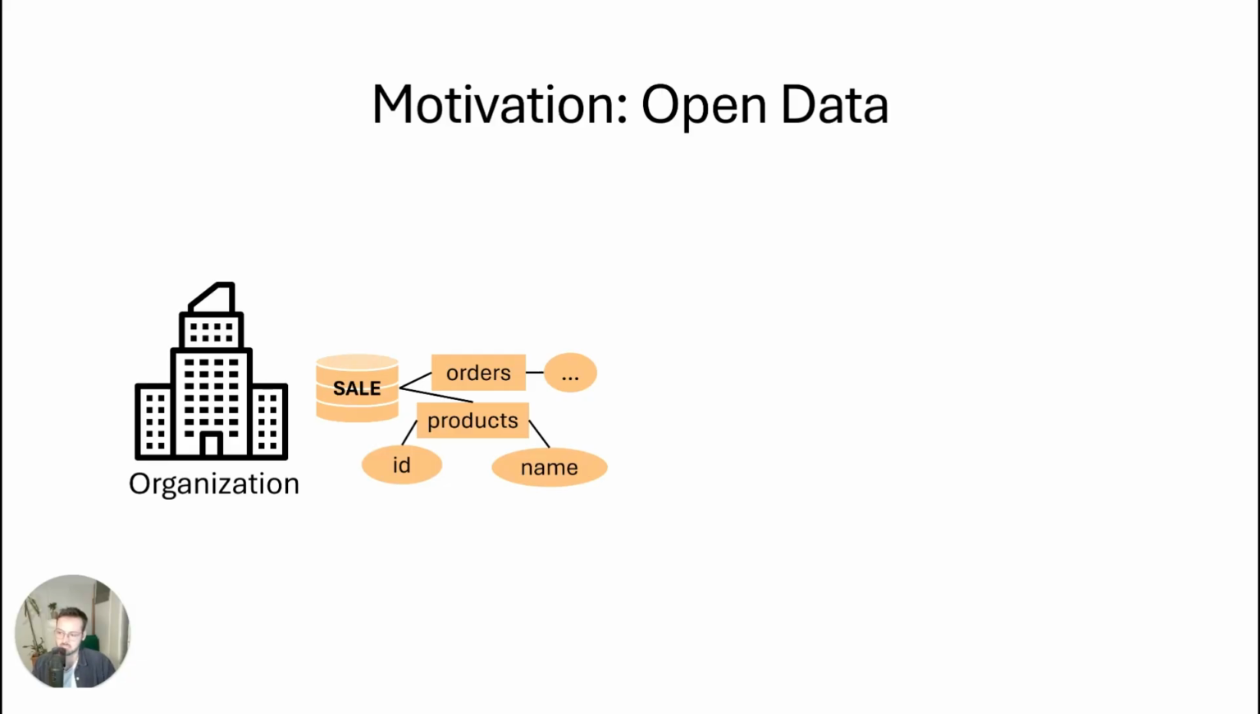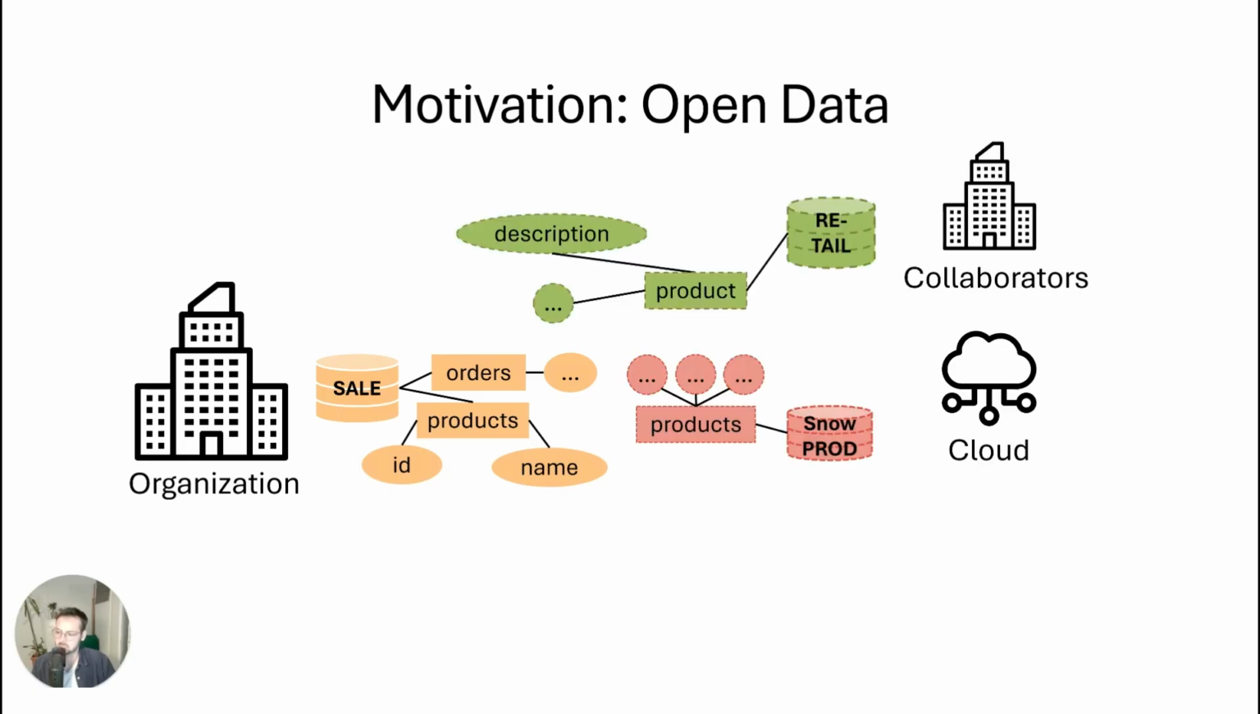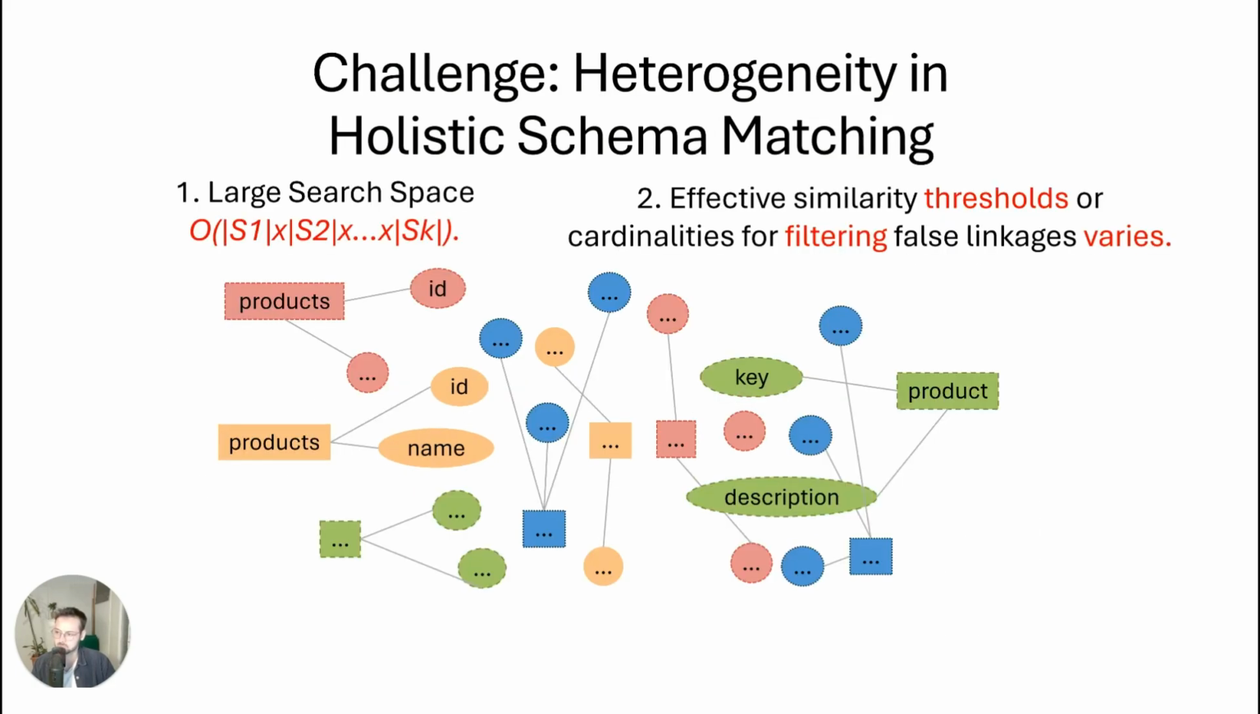For example, one organization is interested in matching similar tables and attributes from selected collaborators, repositories from their cloud vendor, or external marketplaces. This results in a pulley store with highly heterogeneous schemas and an exponential search space of linkages. For a human, verifying all linkages becomes extremely time-consuming.